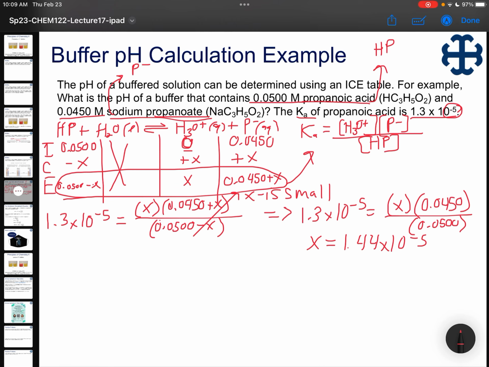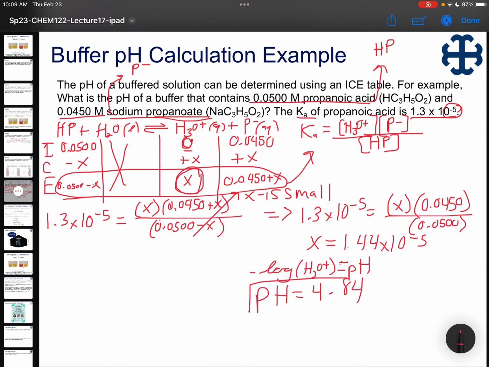And if we're asked to solve for pH, we can look back at our ICE chart and see that our x value is equal to our concentration of hydronium. So we know if we take the negative log of our concentration of H3O plus, that should be equal to our pH. And so when I take the negative log of 1.4 times 10 to the negative 5th, I get a pH value of 4.84.